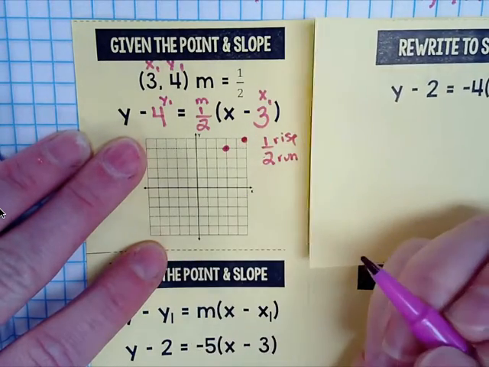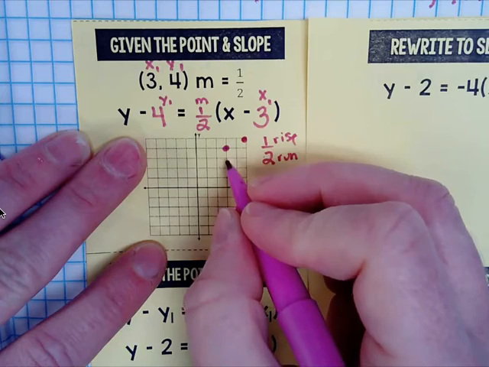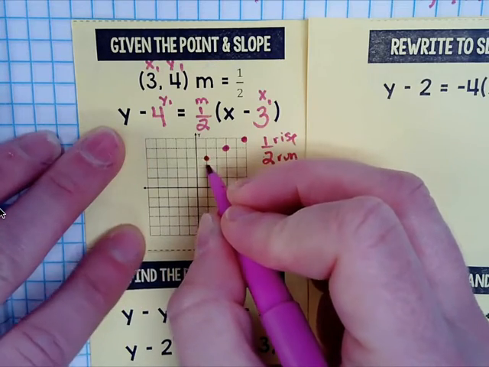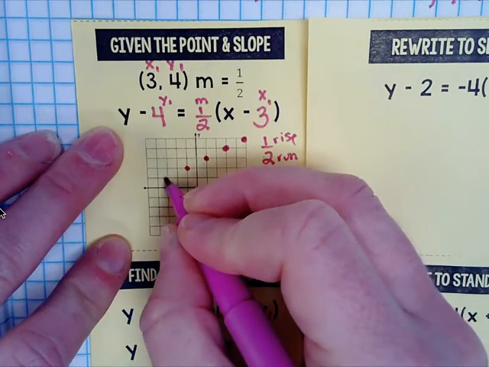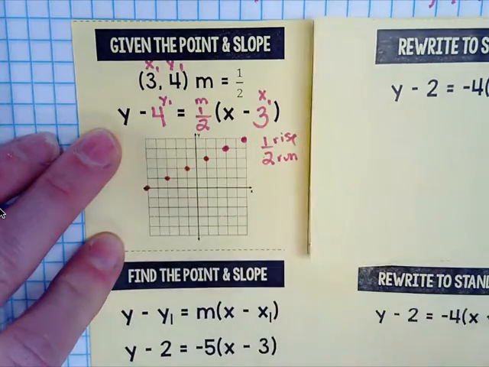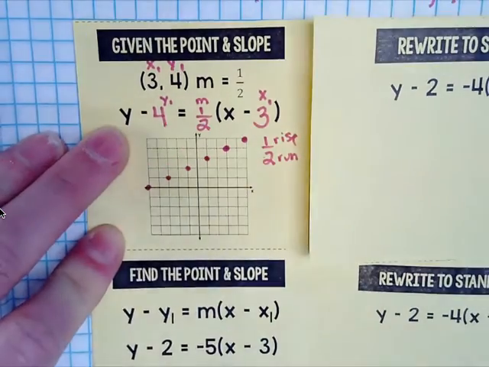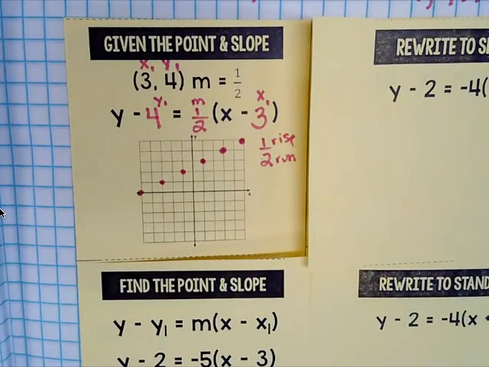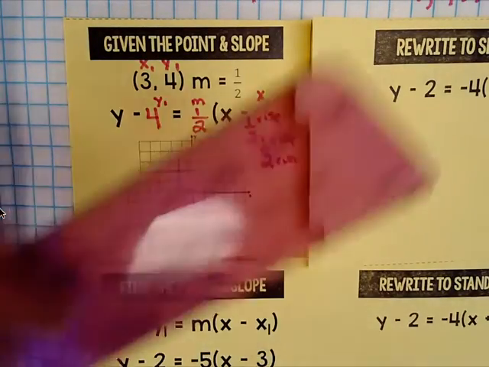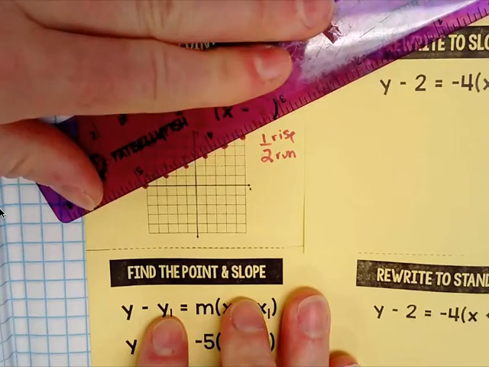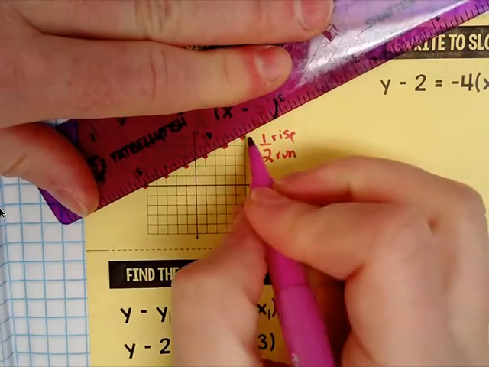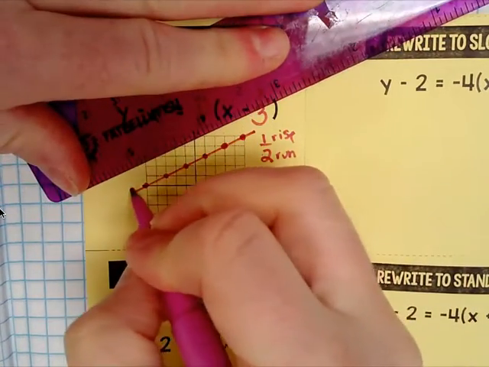And then we're going to go the opposite way. So go down 1, left 2, and repeat that down 1, left 2 a few times. See how it follows a straight line? Now use a ruler to make it a straight line and add arrows to the left and right.